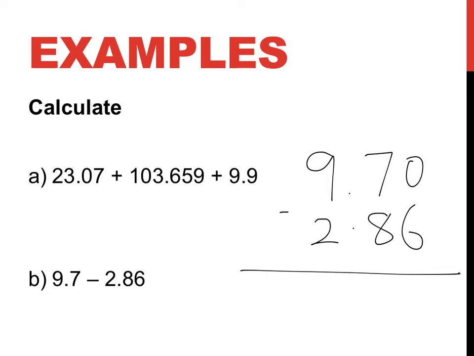Okay. 0 minus 6 can't do, so I'm going to have to borrow from this guy and move it along. That 1 I've carried, so that becomes 10 minus 6 is 4. 6 minus 8 I can't do, so I have to borrow from the 9. He turns into an 8 and it becomes 16 minus 8. 16 minus 8 is 8. Decimal points under decimal points. 8 minus 2 is 6. So 6.84 is the answer for the second one.